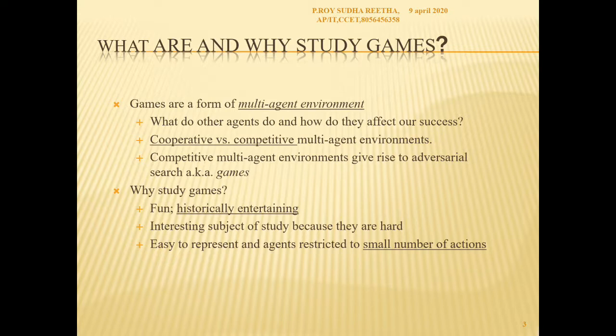And what are the games we are going to see in this slide. Basically, a game is nothing but a multi-agent environment. Games are referred to in a multi-agent environment. Basically we have two types, that is, cooperative versus competitive multi-agent environments. And the competitive multi-agent environment gives rise to adversarial search. That is, adversarial search is the main searching strategy we use in games.